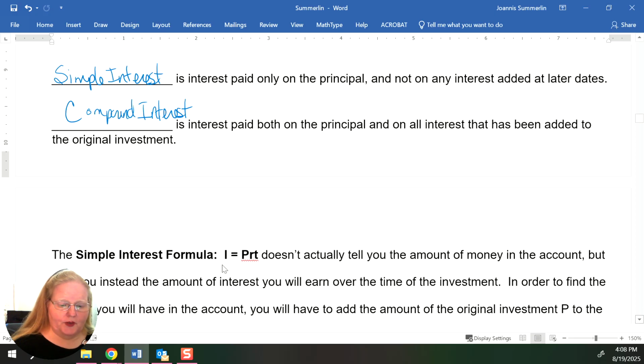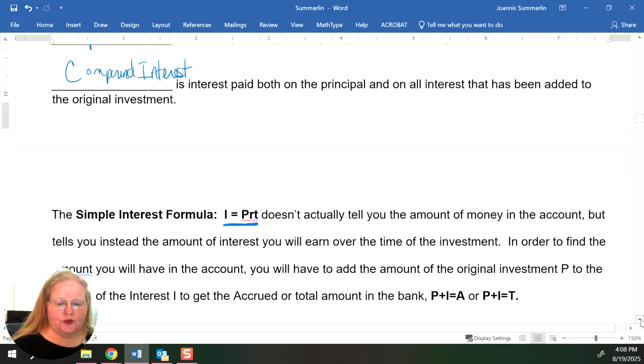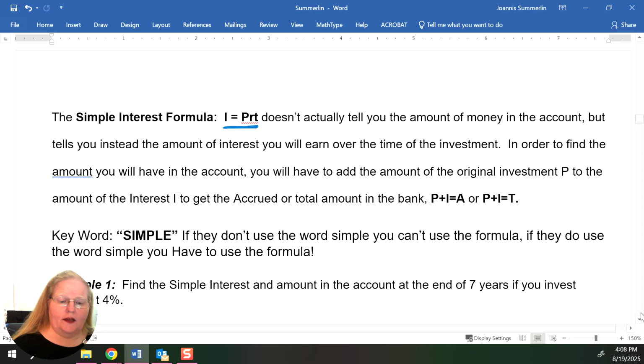The simple interest formula is I equals PRT. Once again, you do need to have it memorized. It doesn't actually tell you the amount of money in the account, but it tells you how much money you're going to add over time. In order to find the amount of money you have in the account, you'll have to add that to the original amount. So that's the principal plus the interest equals the total. So usually when you find the interest, then they want you to go back and add that to the principal to find the total.